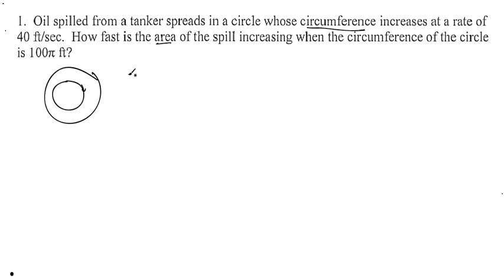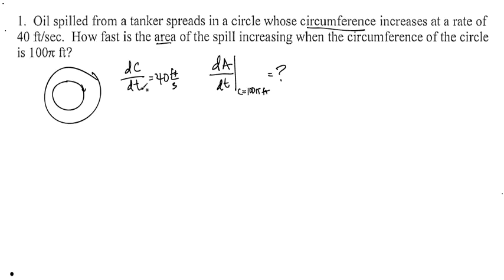So the first thing we're going to do is translate this problem into something that we can manipulate mathematically. So the rate of change of the circumference with respect to time is equal to 40 feet per second. Okay. How fast is the area of the spill? So we want to know dA/dt with respect to time increasing when the circumference is equal to 100 pi feet. Okay, so now we've just translated this problem.